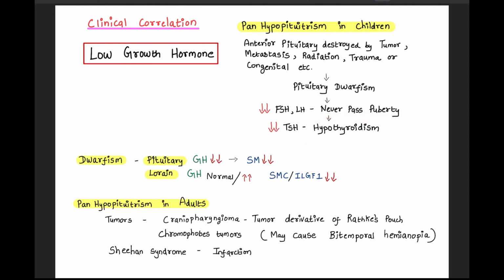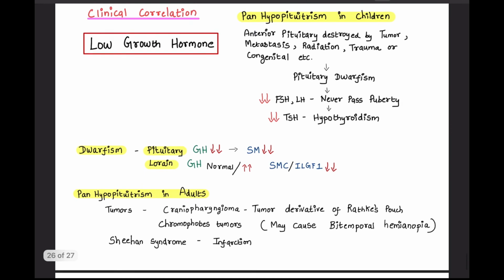As we have discussed earlier, if there are any disturbances in the anterior pituitary gland, the release of hormones is decreased. If the release of hormones is decreased, then there will be consequences. So why they never pass puberty is because of the decreased follicle stimulating hormone and luteinizing hormone. Why they have hypothyroidism? Because there is low level of thyroid stimulating hormone.